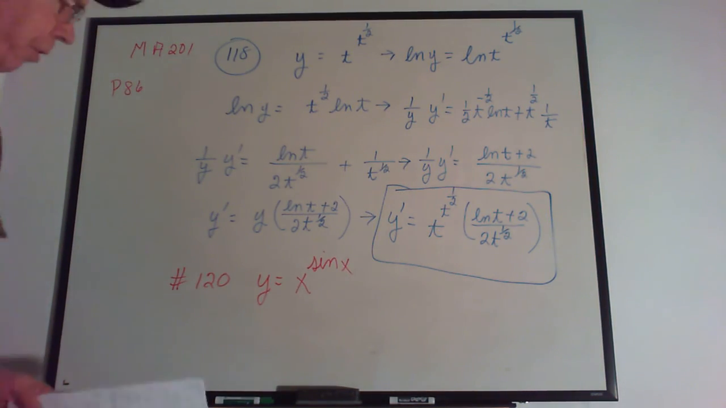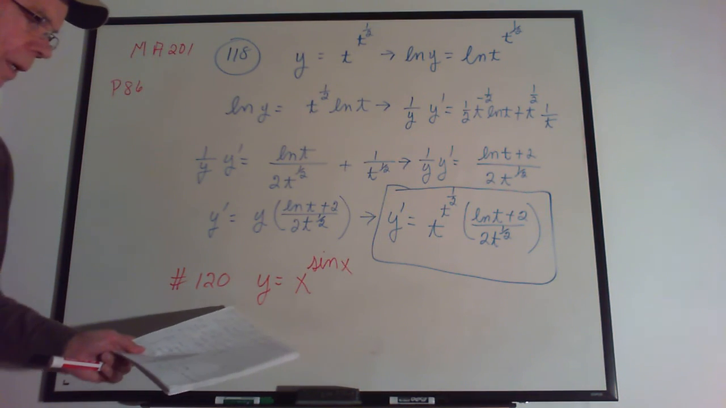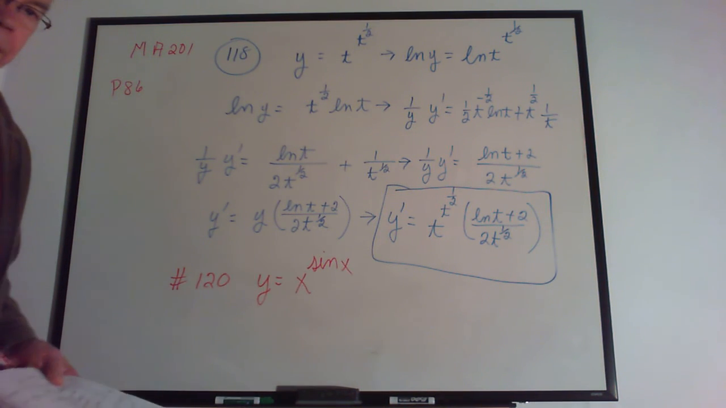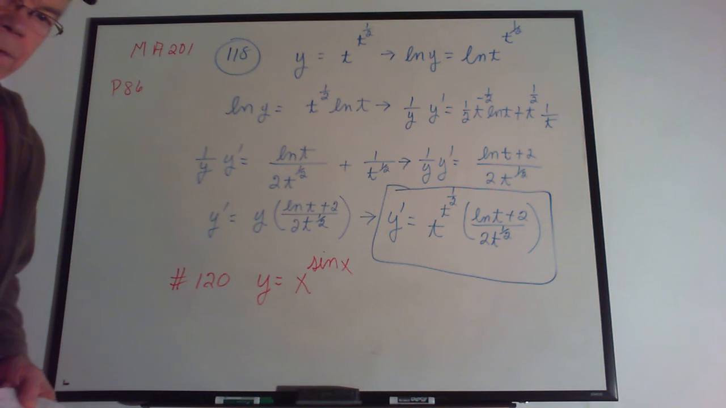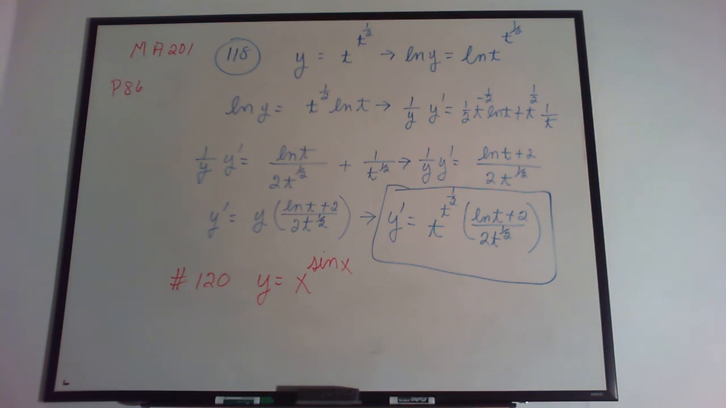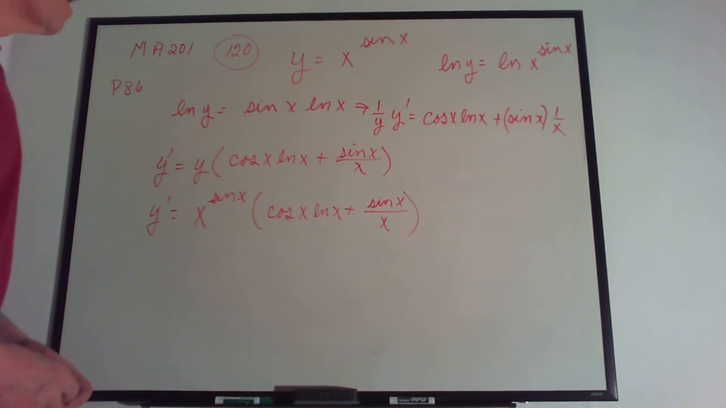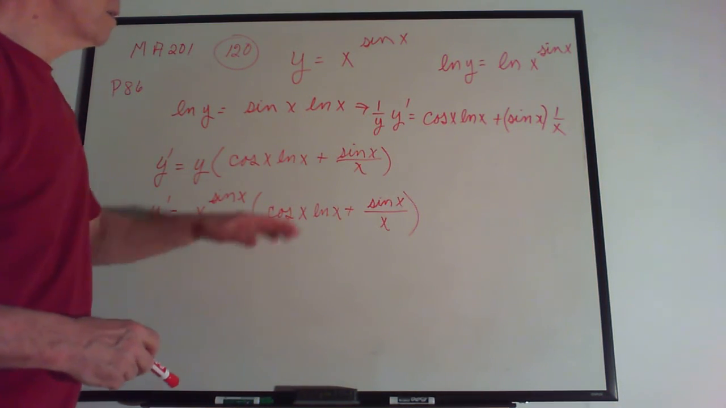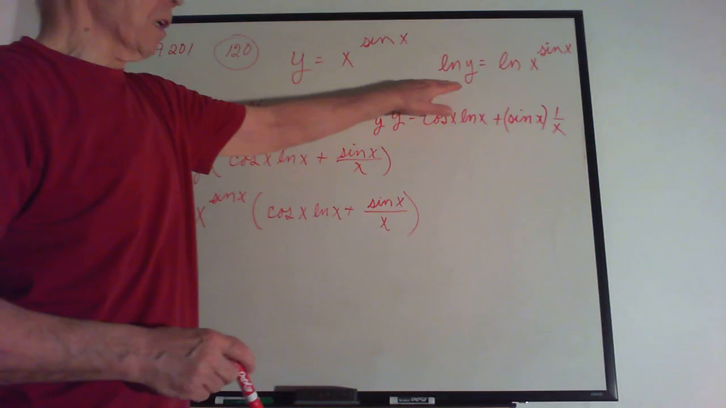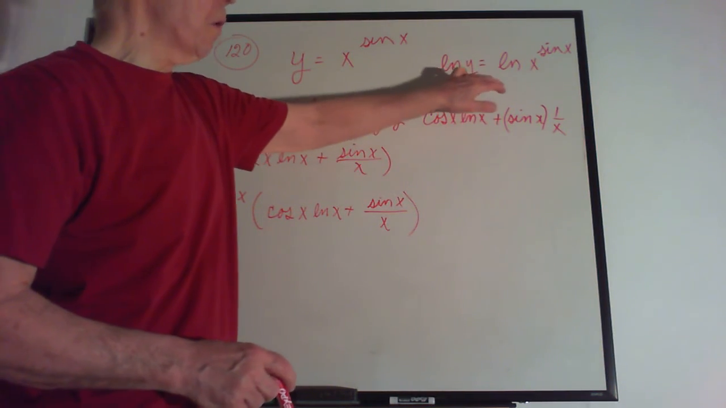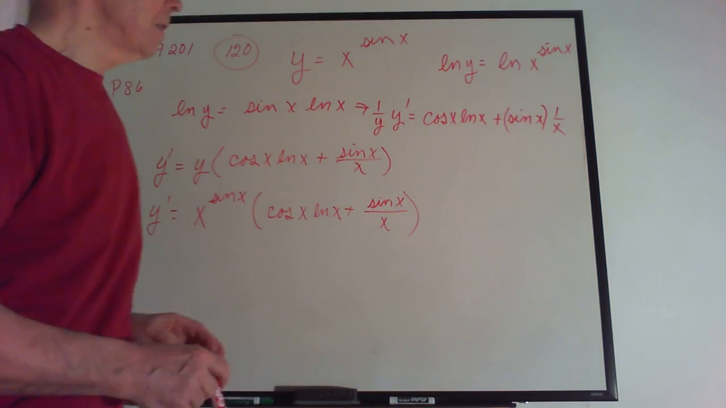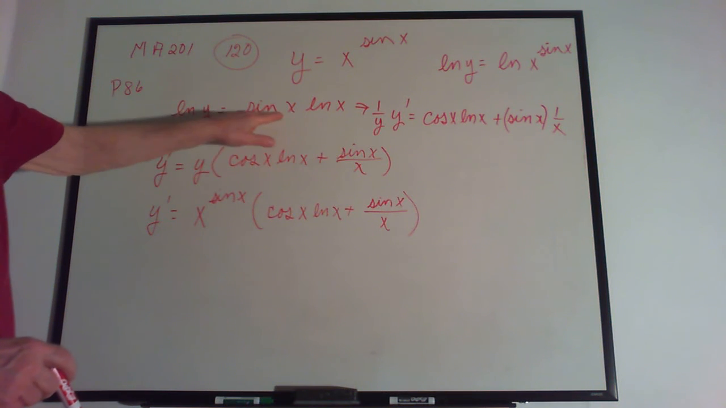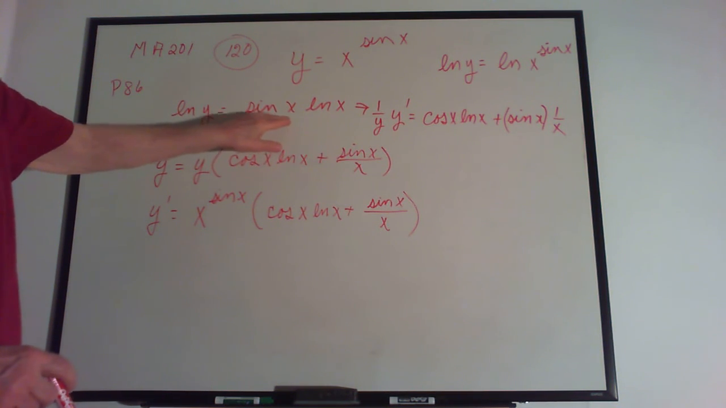All right, try problem number 120, y equals x to the sine x. Pause the video and see how you do it. All right, so what you want to do is take natural log of both sides, natural log of y, natural log of x to the sine x. That exponent becomes a coefficient.